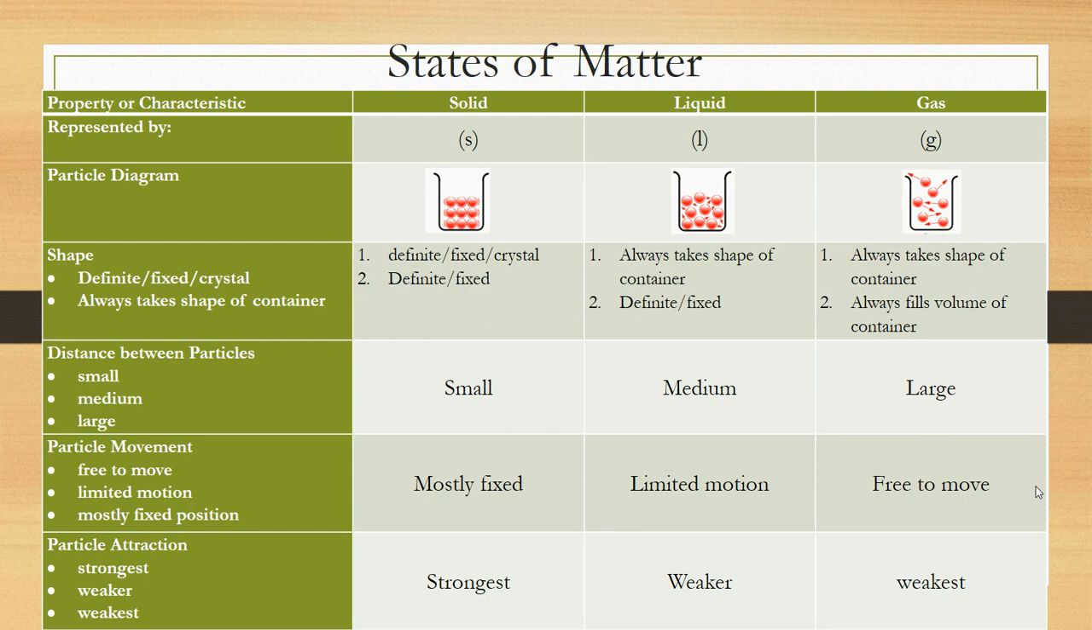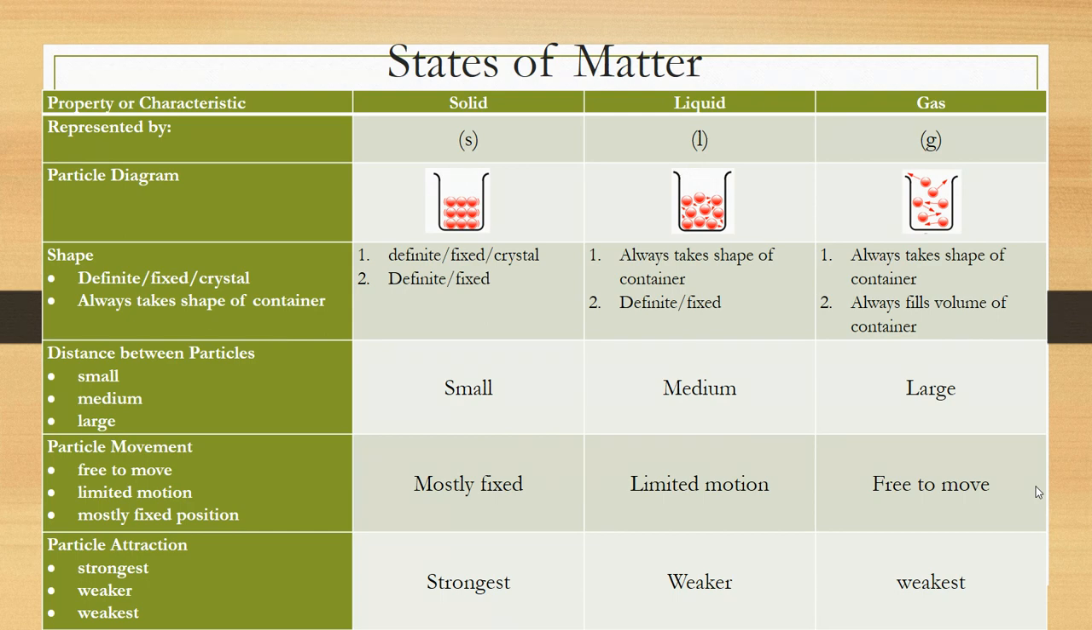Particle diagrams will be explained as I walk through the remaining part of the table, so feel free to pause the video at any time. What you should have discovered in your PhET simulation is that with a solid, those atoms, or if you're working with a compound, say water, are in a definite shape and they're fixed. If you were to pour table salt into your hand and look carefully at the crystals, you would see that they're all little cubes. It doesn't matter if it's in the salt shaker or in the palm of your hand, it stays that shape.